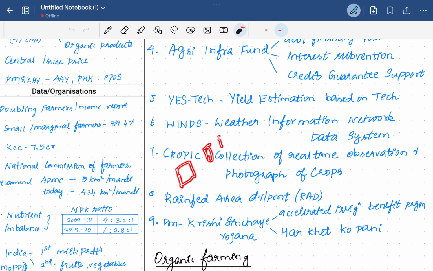Then the Rainfed Area Development Program for irrigation efficiency and the rainwater harvesting program. Then the PM Krishi Sinchai Yojana, it's basically for increasing irrigation facilities to all the areas for promoting agriculture productivity and increasing agriculture produce. It is an agriculture irrigation benefit program, and Har Khet Ko Pani is the tagline which is used, for every field.